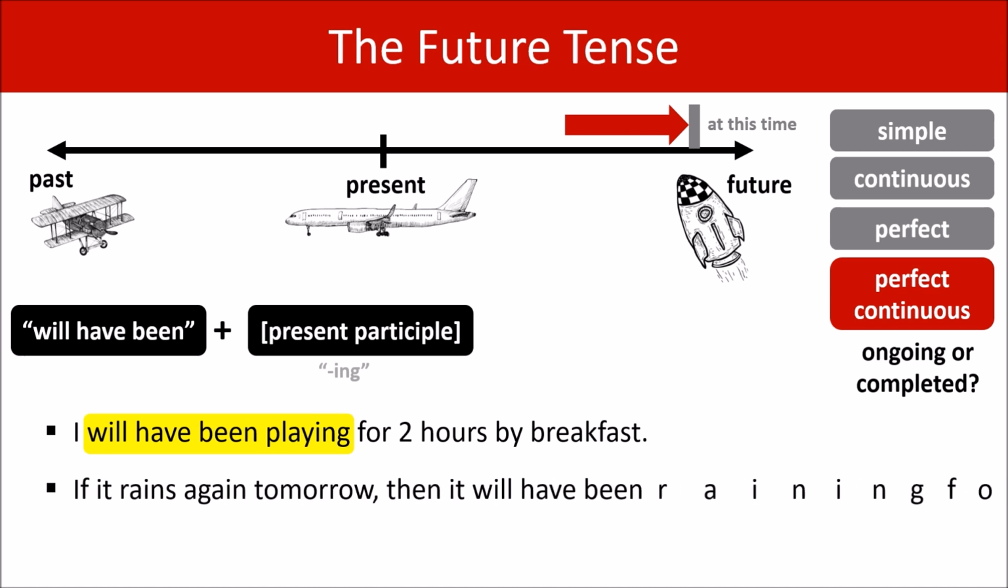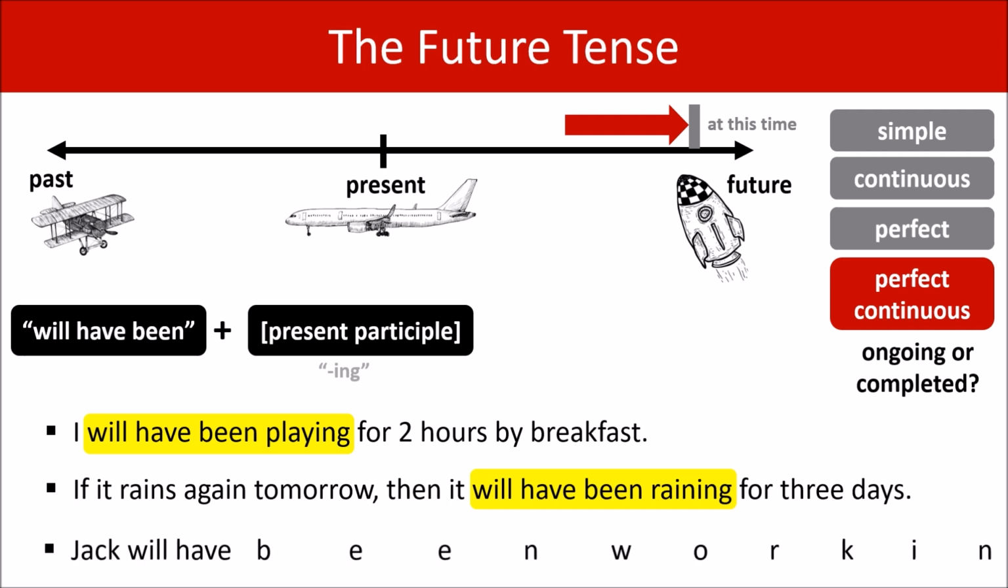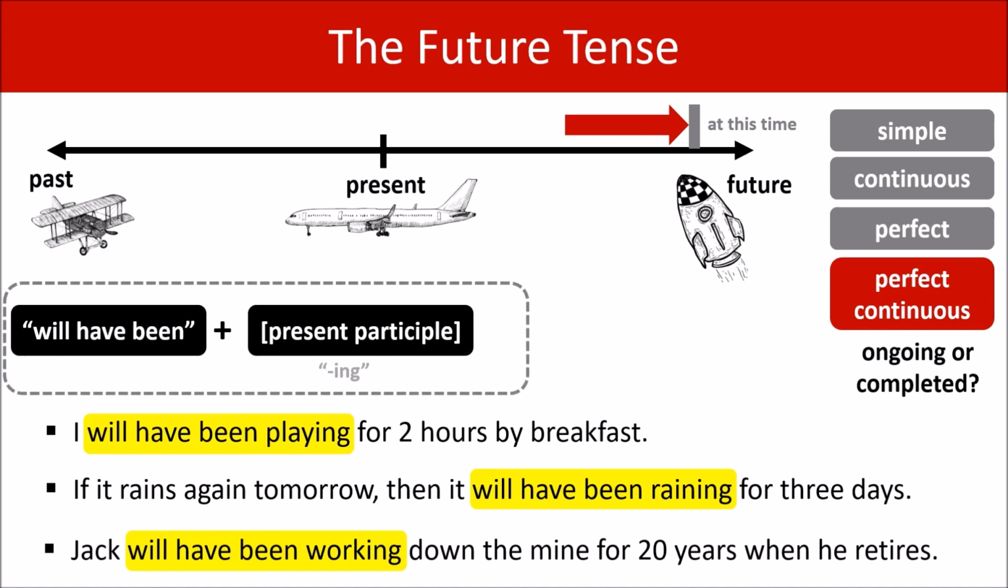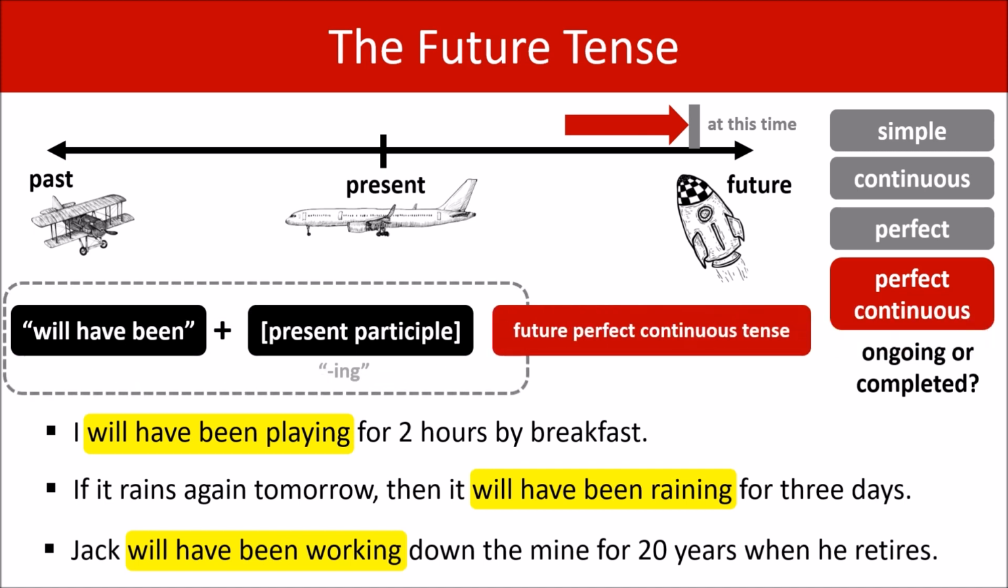If it rains again tomorrow, then it will have been raining for 3 days. Will have been raining. Future perfect continuous tense. Jack will have been working down the mine for 20 years when he retires. Will have been working. The construction will have been plus the present participle gives us the future perfect continuous tense. So, when we use this construction, it's an example of the future perfect continuous tense.